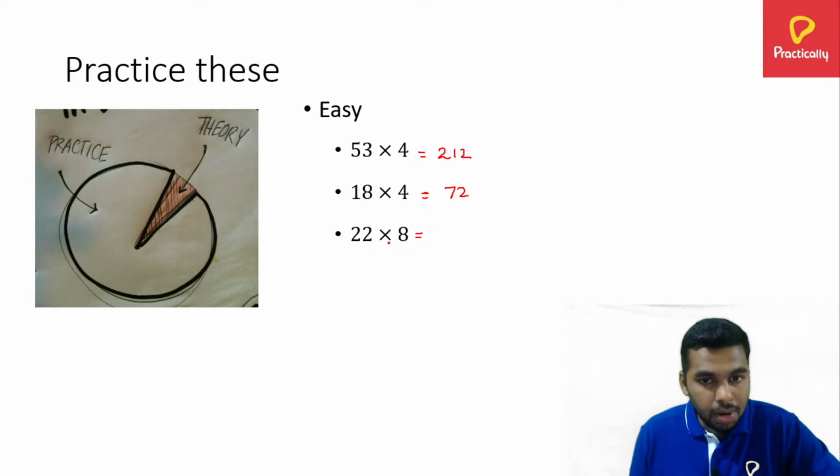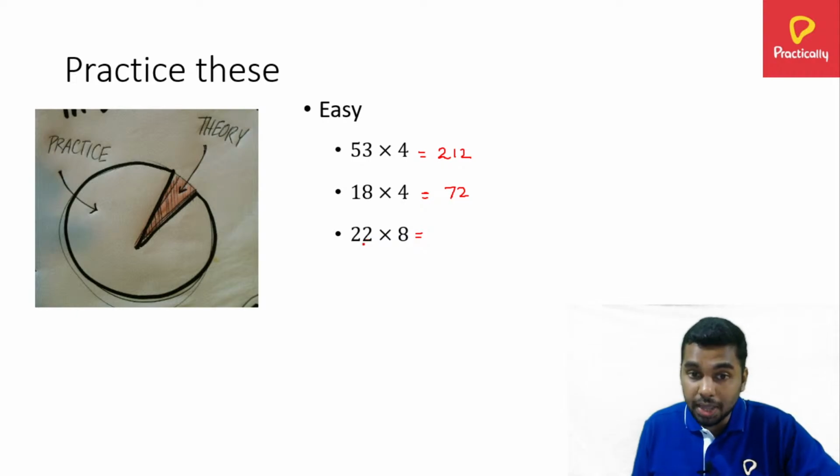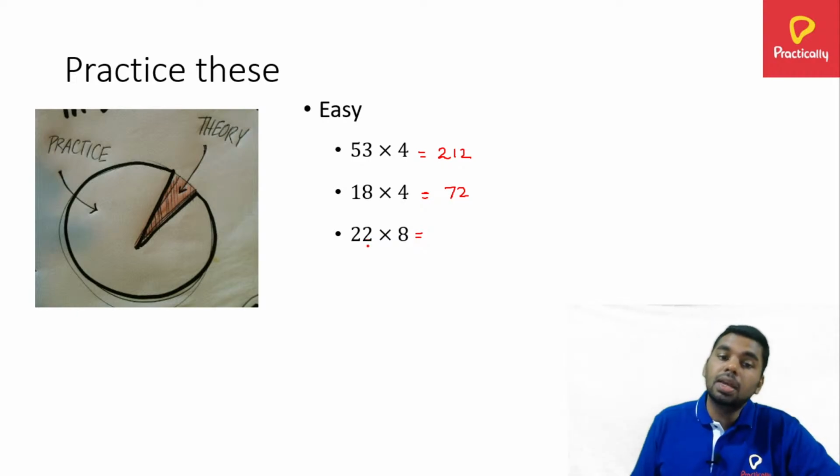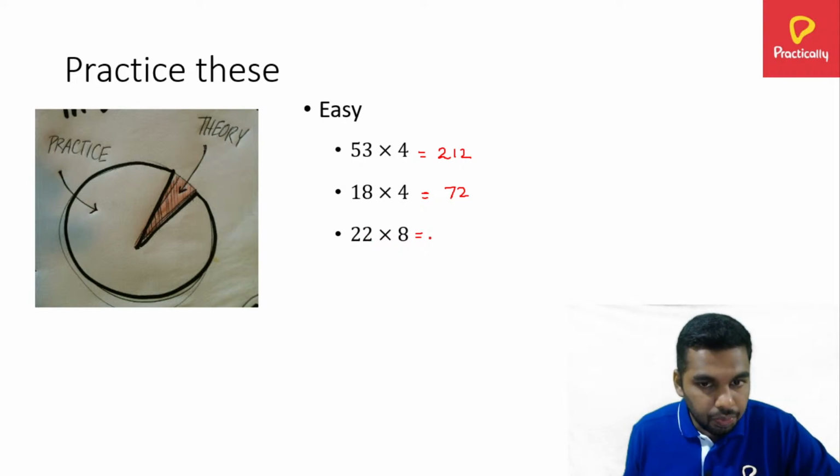Now 22 multiplied by 8. What is 22 multiplied by 8? You can do double of 22, which is 44, double of 44, which is 88. So that is multiplication by 4 only. Now if you want to find multiplication by 8, you multiply 88 with 2. What is double of 88? Double of 88 is 160 plus 16. What is 160 plus 16? 176. Good.